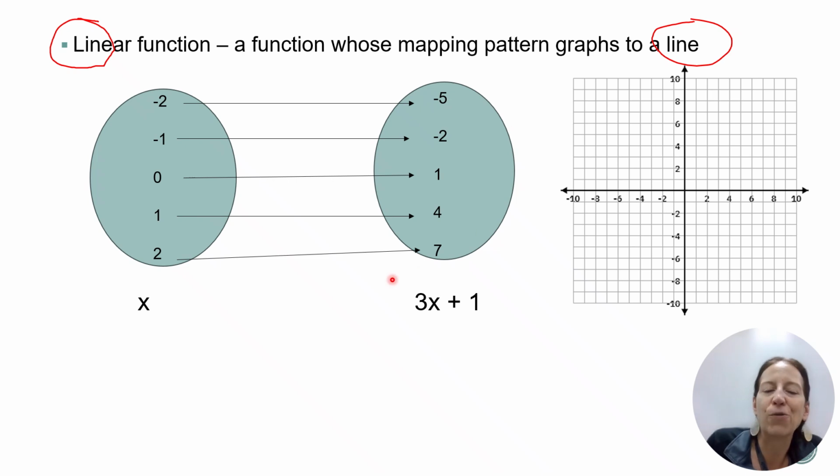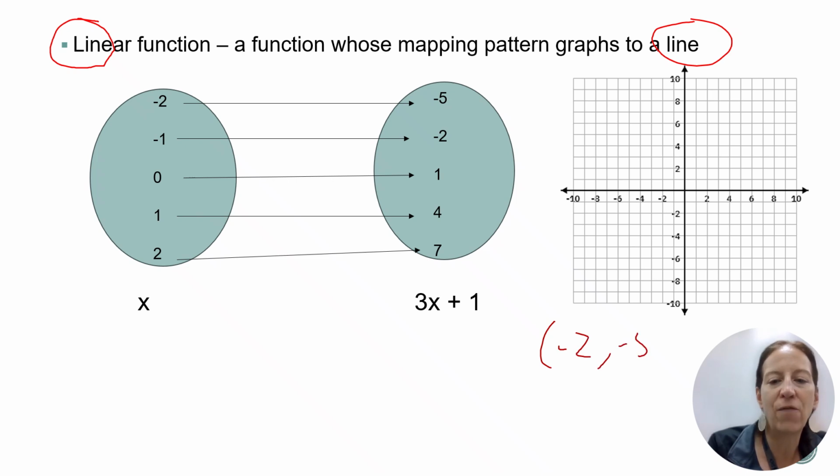On the right is the range. And what I have here is the pattern. So the pattern is you take an element from this set here, you multiply it by 3, and then add 1. So -2 times 3 is -6, and -6 plus 1 gives you -5. Therefore, the ordered pair (-2, -5) will be a part of that relation.